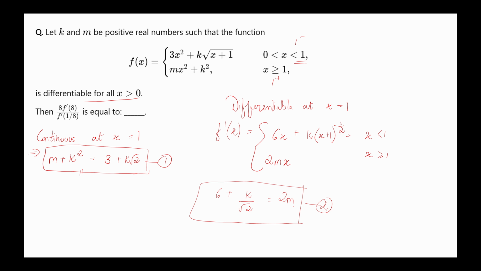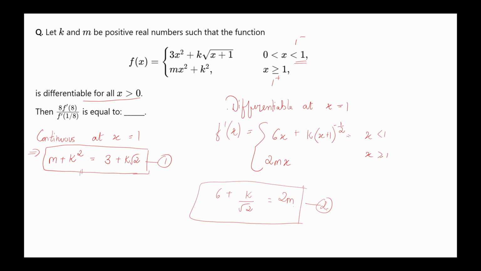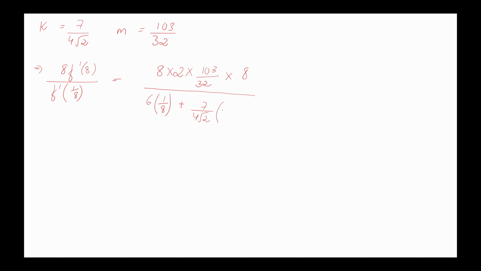So I would have to use this function now. So here what would this become? 6 into x, 1 by 8, plus k times 7 by 4 root 2 times x plus 1 to the power. So this can be written down as 1 by, what is my x? 1 by 8 plus 1. So simply you can solve this entire equation and find out your answer. Your answer is going to come out to be 309.